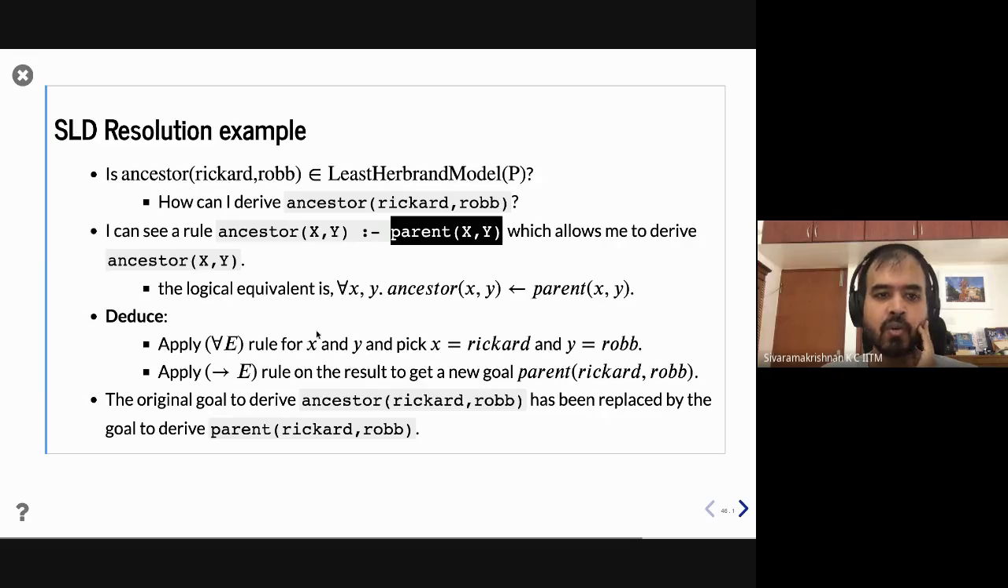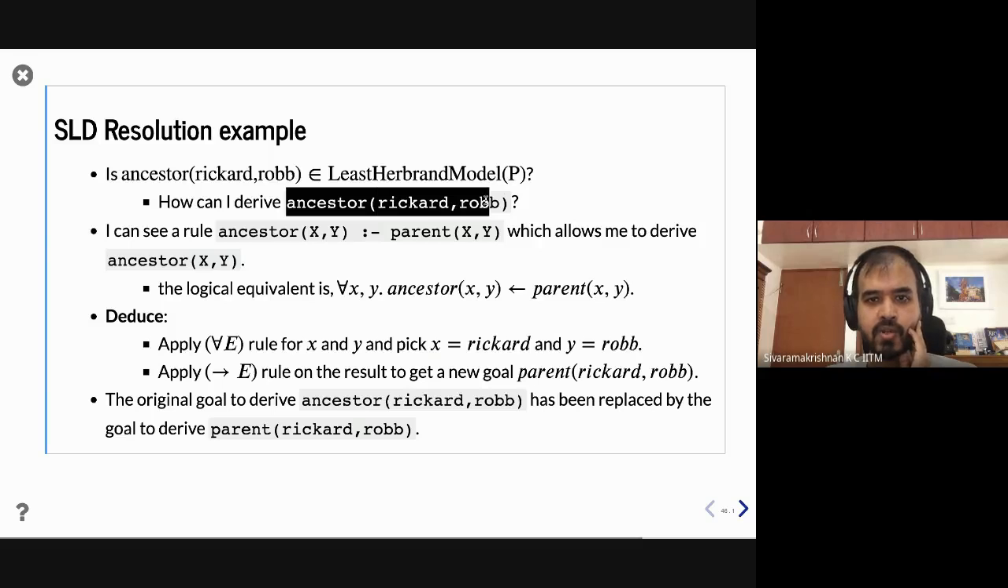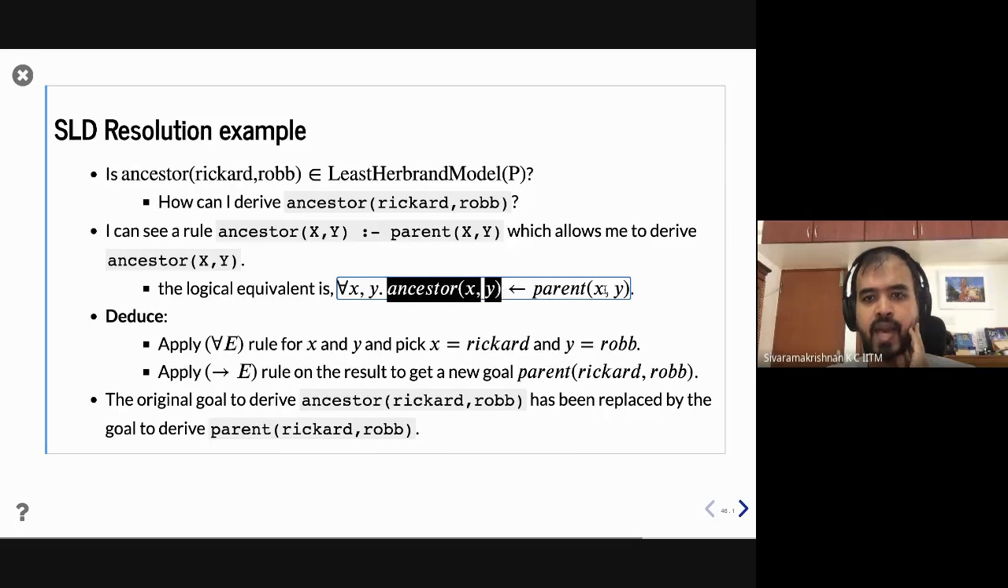So logically, it's going to take this rule, which holds for all xy, but I'm going to do for all elimination and pick x equals Rickard and y equals Rob. Substitute x equals Rickard and y equals Rob, and then apply the rule for implication elimination. So eliminate the implication. We know that the goal is true because that is what I'm going to try to show, and we know that this holds true as well. Ancestor Rickard Rob is implied by parent Rickard Rob. If this needs to hold, then I need to show that parent Rickard Rob holds, right?